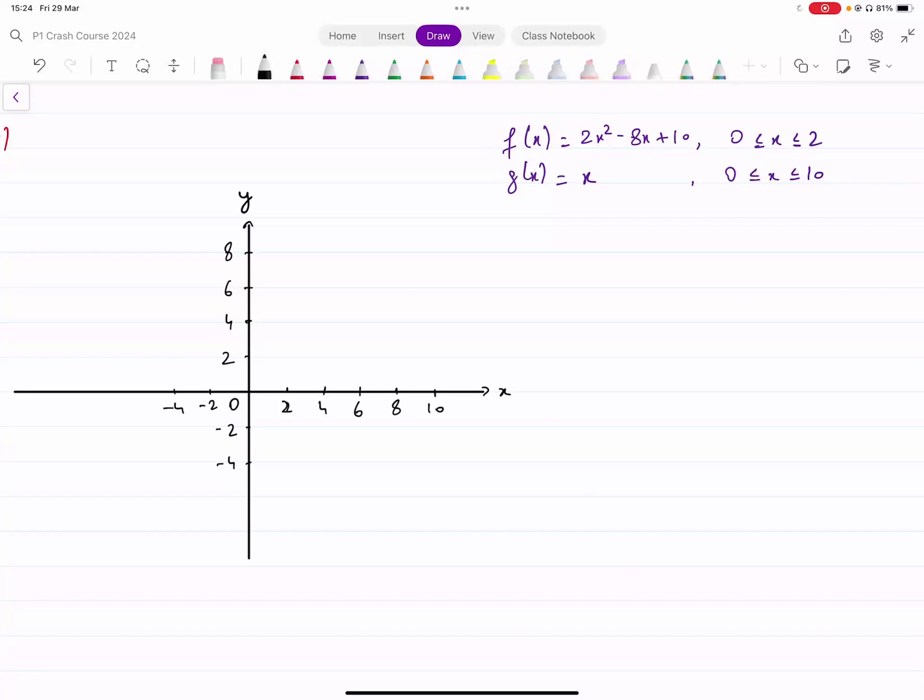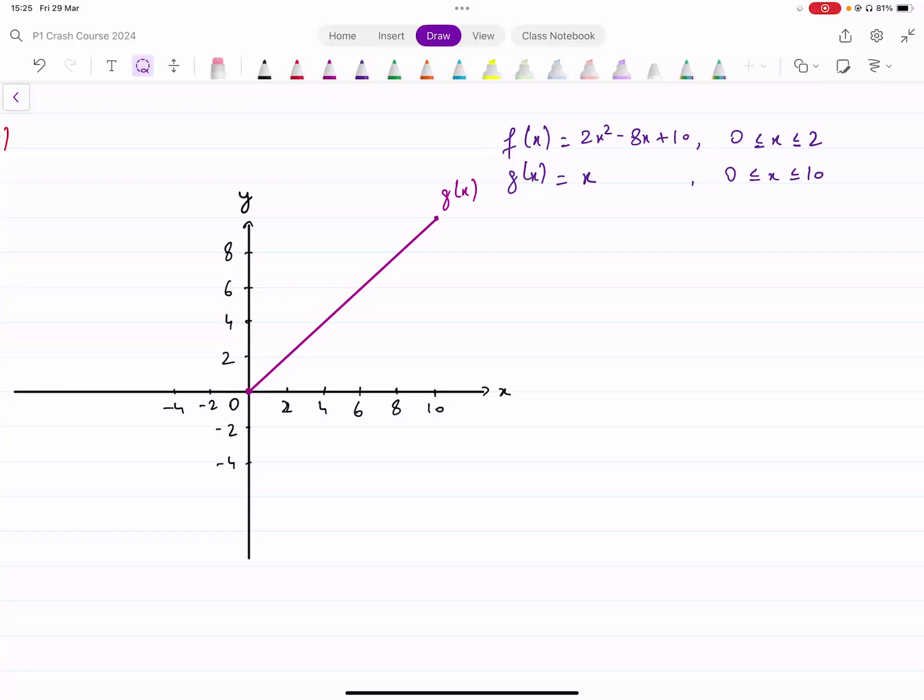Okay, now what's the y equals x line? g of x equals x from 0 to 10. It's a straight line, right? So you can mark a couple of points. 0, 0, right? For this, when x is 0, y is 0. And when x is 10, y is 10. So we have another point here. You can just join these points. This is a graph of g of x. Okay, that's the y equals x line.